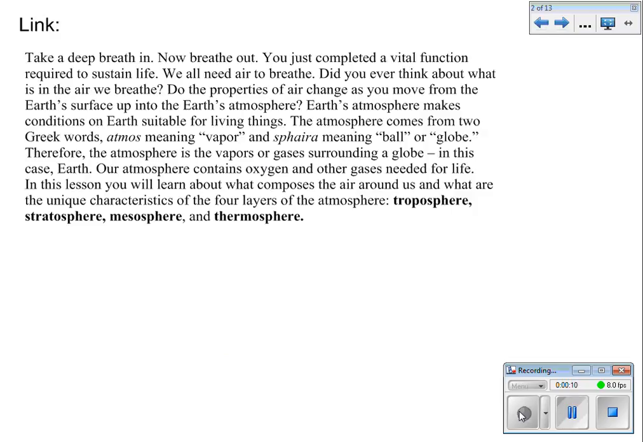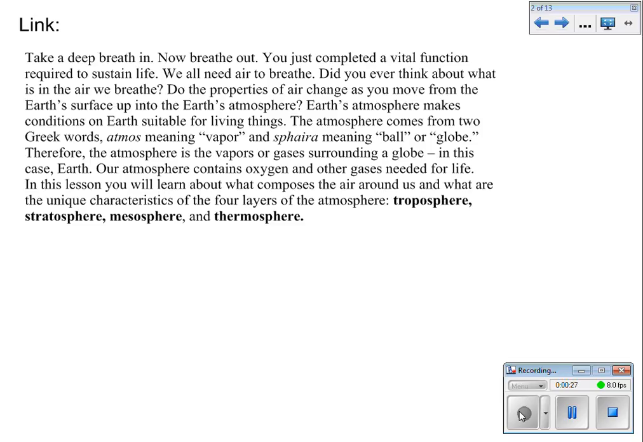Take a deep breath in. Now breathe out. You just completed a vital function required to sustain life. We all need air to breathe. Did you ever think about what is in the air we breathe? Do the properties of air change as you move from the Earth's surface up into the Earth's atmosphere?